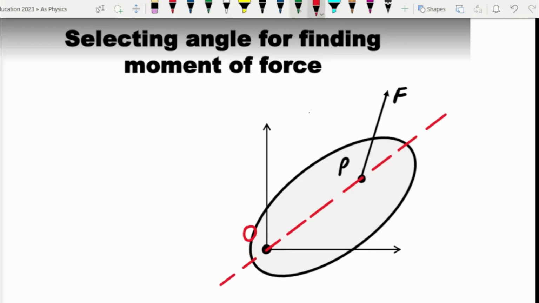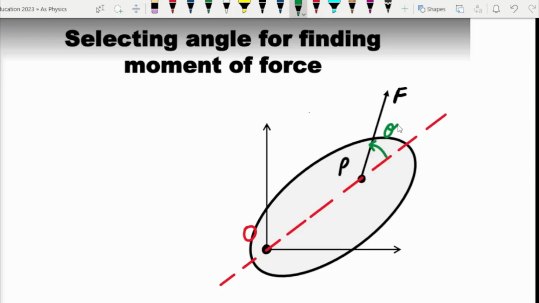Next step, you mark the angle from this line towards the line of force anti-clockwise. And that would be your angle for the moment of force. You can call it theta. So this theta is your angle that you'll be using for the calculations for finding the moment of force.